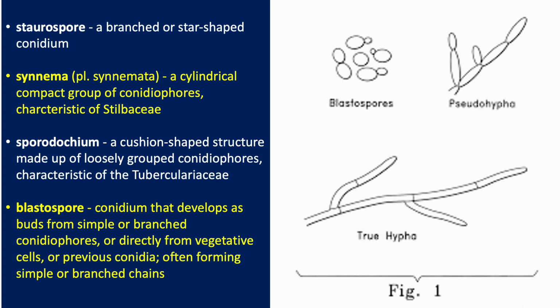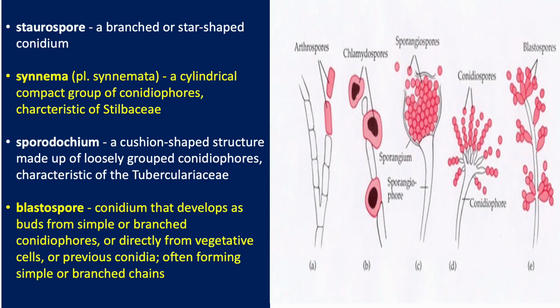Blastospores is another common terminology. The meaning of blastospores is the conidia that develop as buds from simple or branched conidiophores, or directly from vegetative cells or the previous conidia, often forming simple or branched chains.